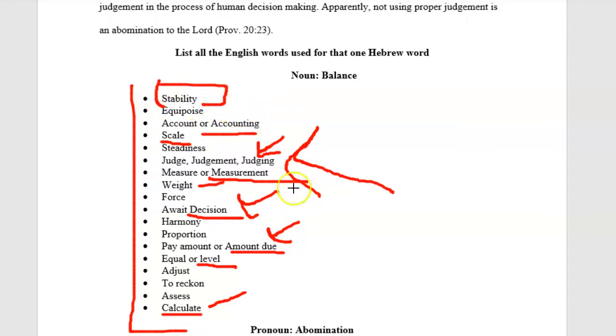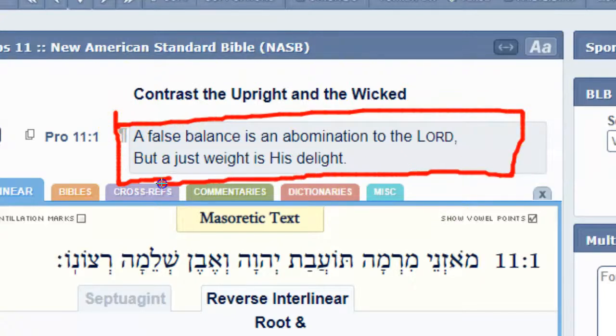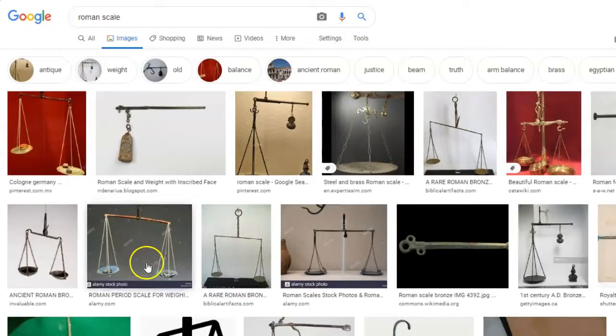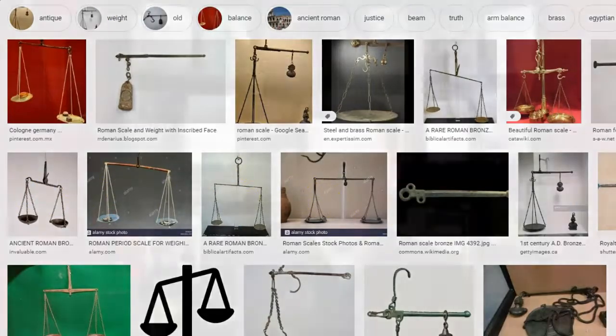Okay? And so when we read this passage, a false balance is an abomination to the Lord, but a just weight is his delight. We begin to understand what this passage is talking about. A false balance is referring to a scale. And just to remind you of what that looks like, all you have to do is come to Google and type in a Roman scale, and here's what we're talking about. An honest wage.